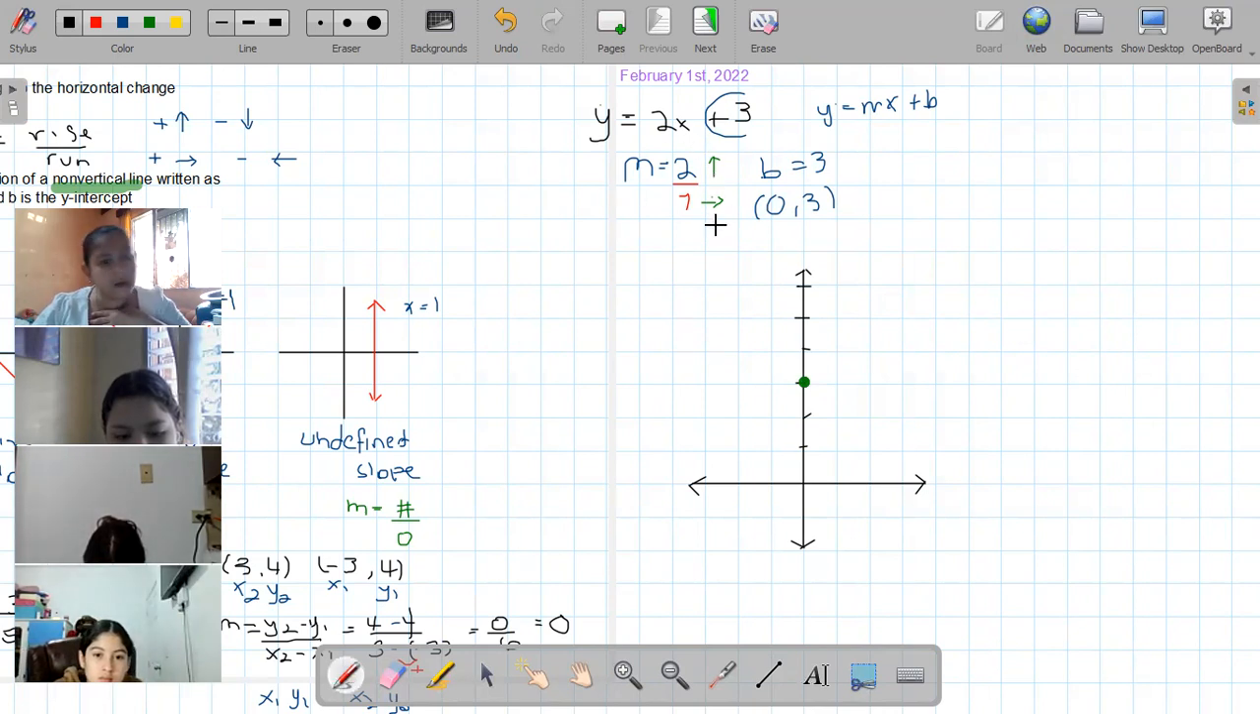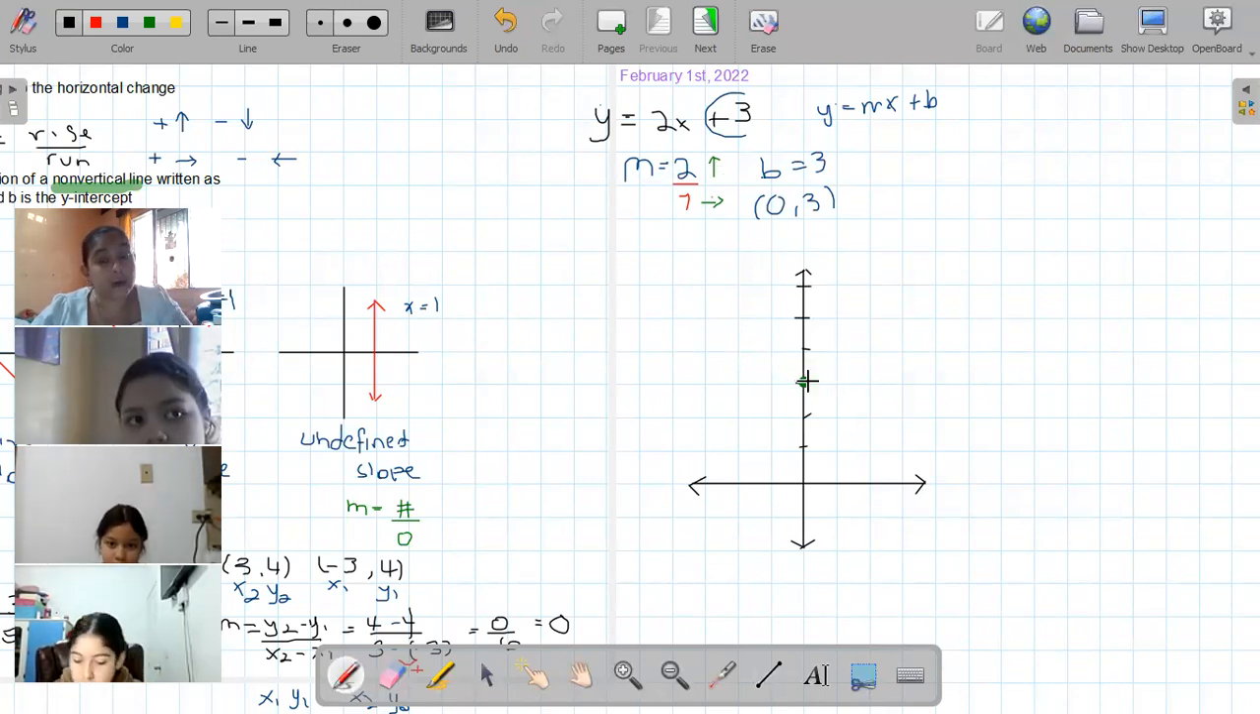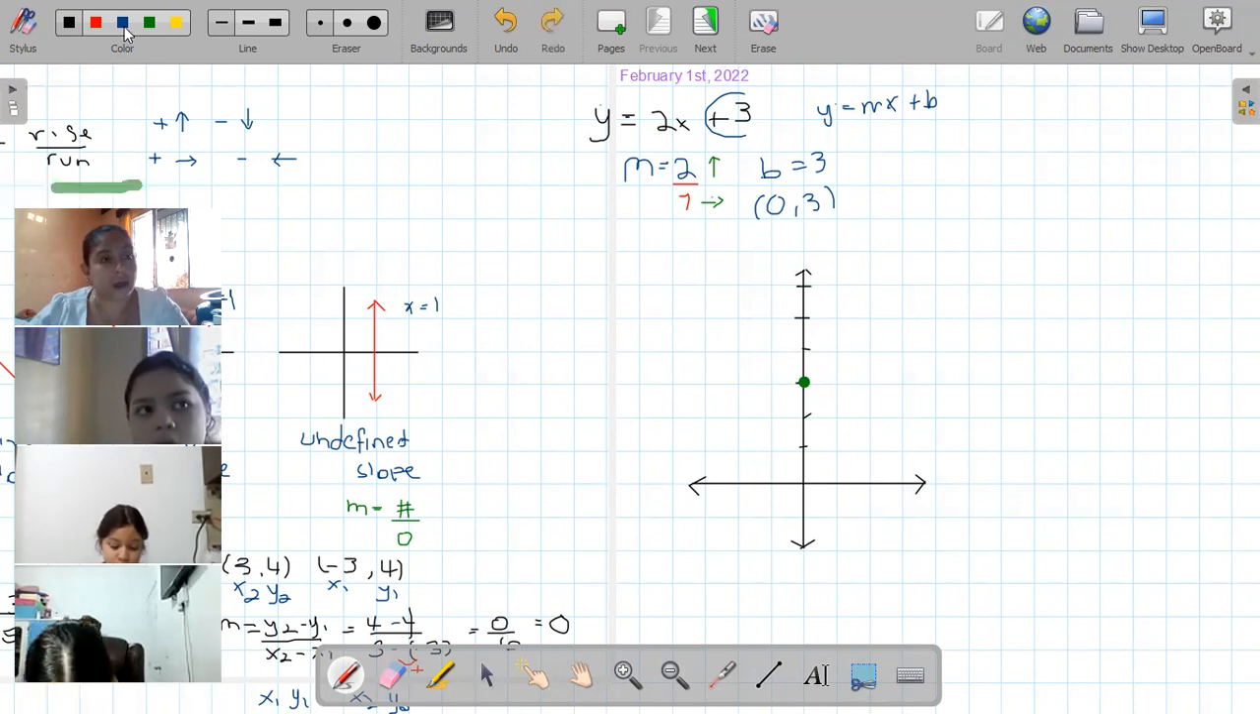Now I just go ahead and use my slope. And I'm going to move up or down according to the rise, and to the left or to the right according to the run. So in this case, I'm going up. How many spaces? 2 spaces. From where? From this point. I'm going to say, let's do it in red.